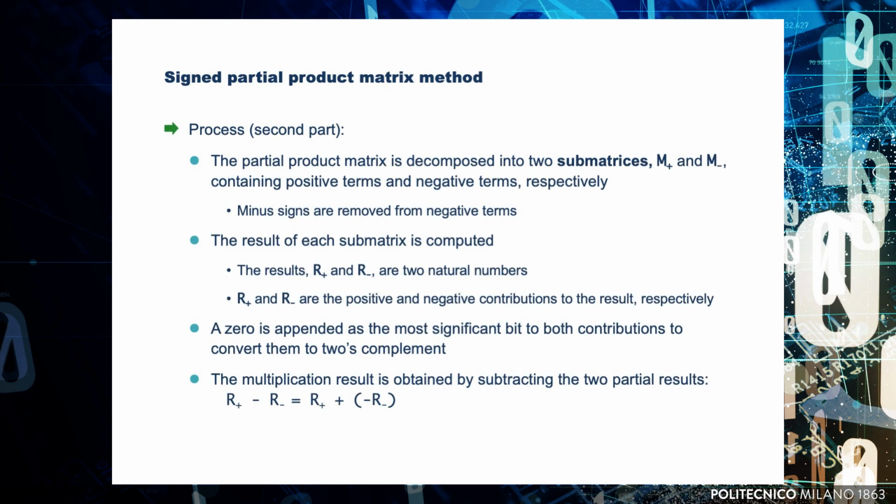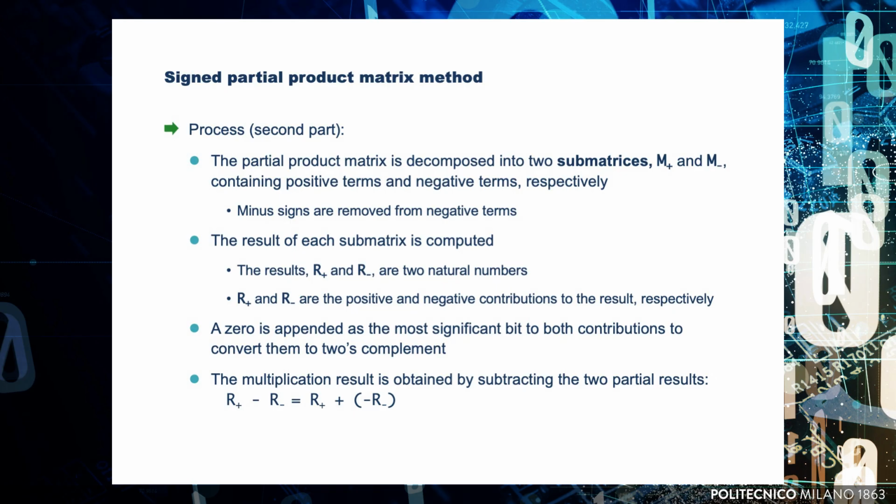The method continues by decomposing the partial product matrix into two submatrices. The first submatrix contains only positive terms, with negative ones replaced by zeros, while the second one contains only negative terms, with the positive ones replaced by zeros. Note that in the negative submatrix, minus symbols are removed. Then the result of each submatrix is computed, thus obtaining two natural numbers, namely r plus and r minus. They represent the positive and negative contributions to the final result, respectively.